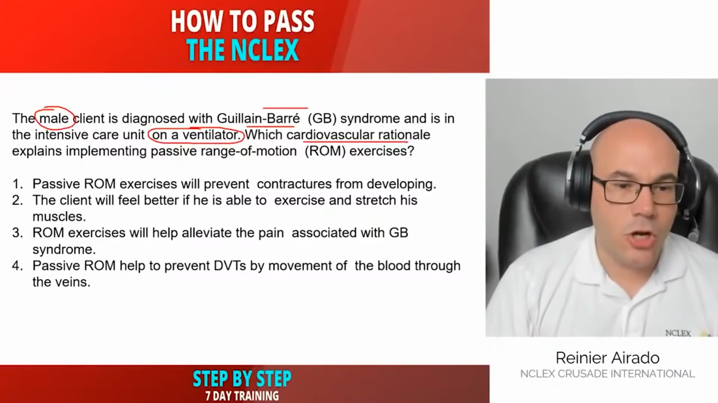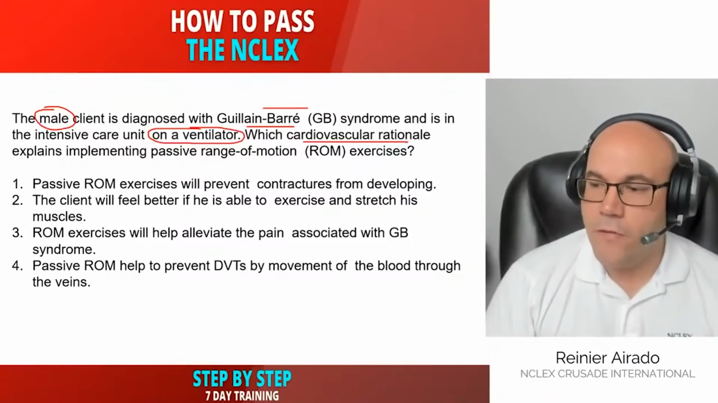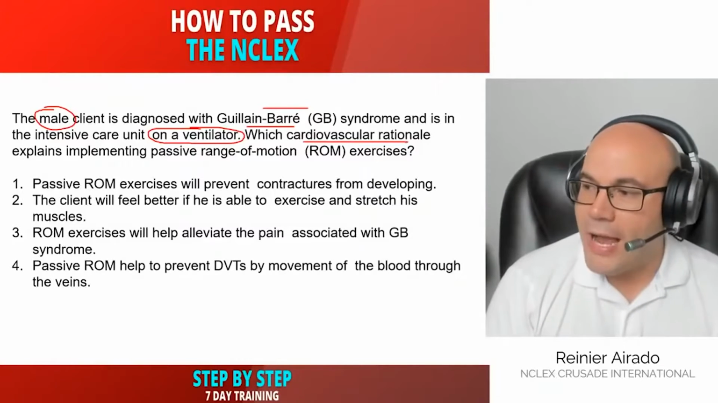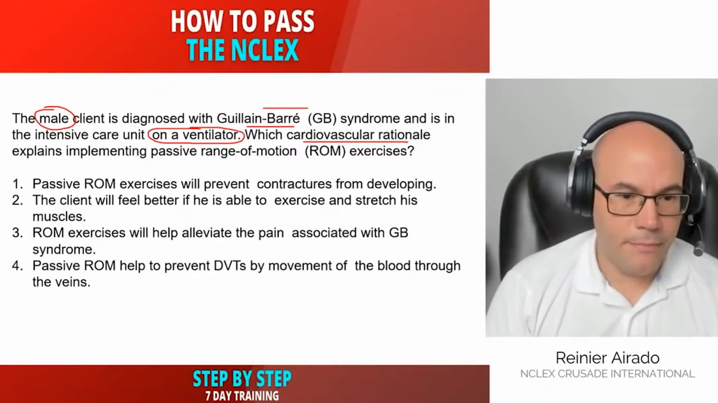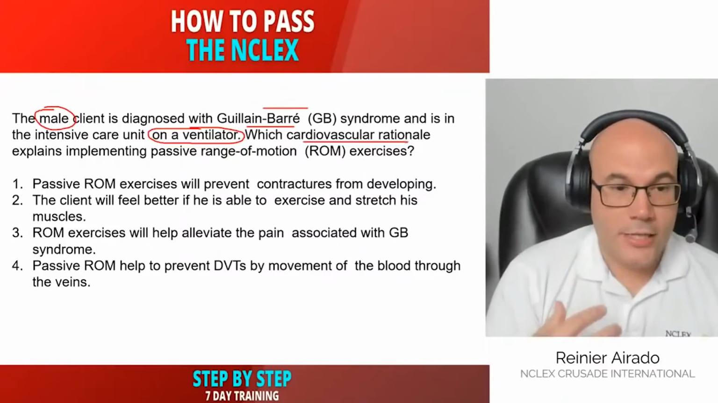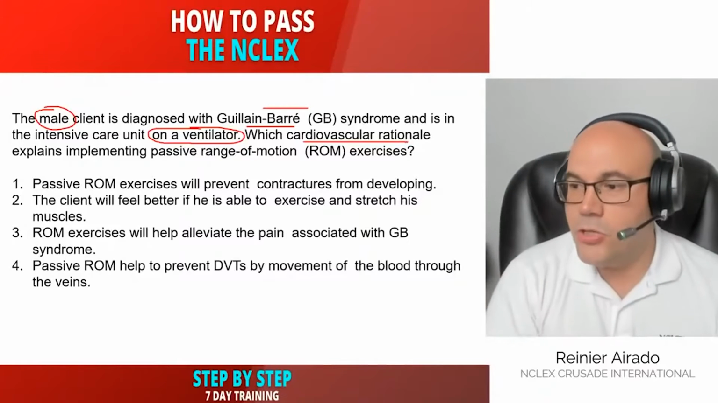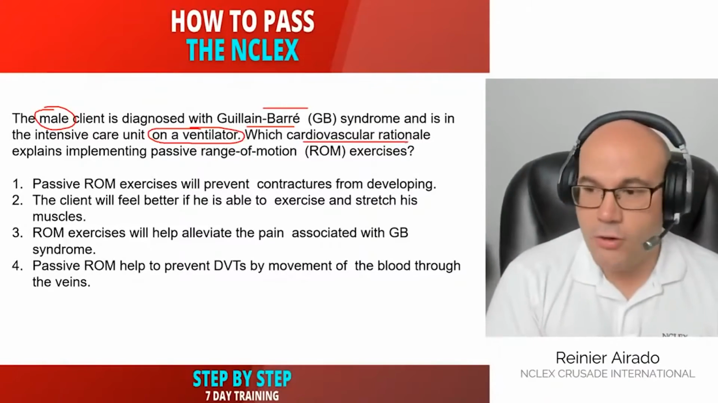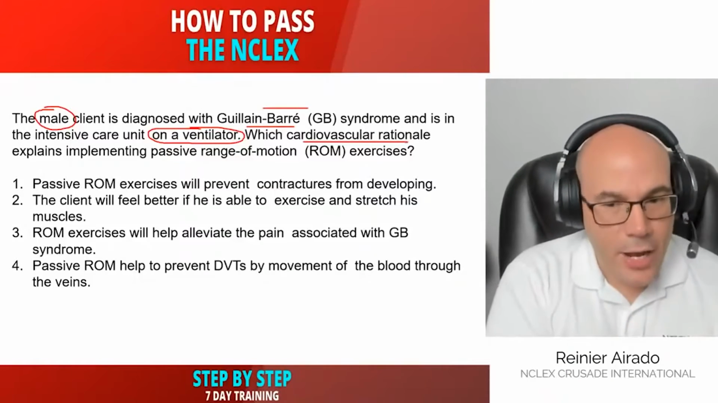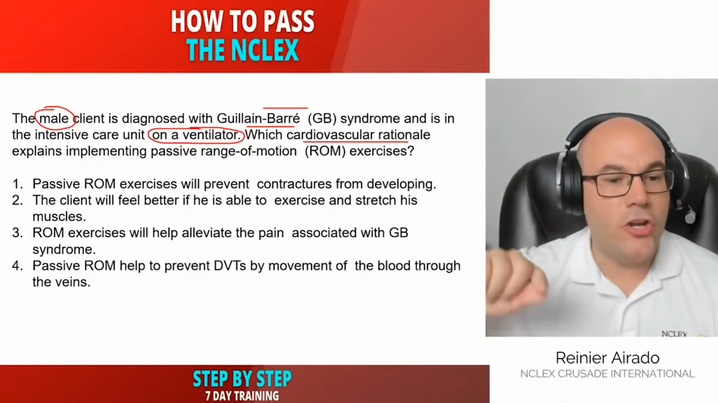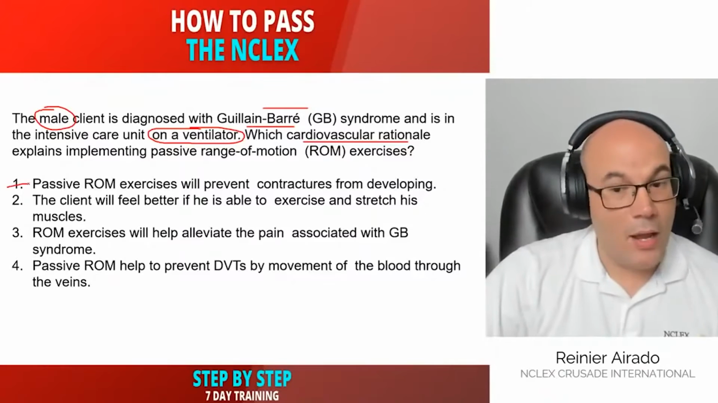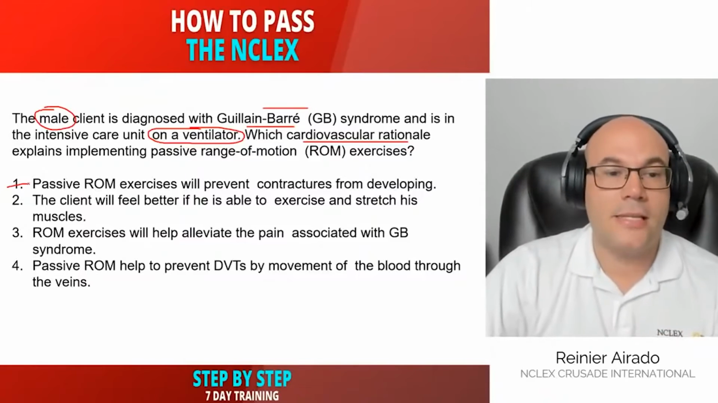So let's review answer number one. It says, passive range of motion exercises will prevent contractures from developing. And yes, answer number one is a good answer because it is true. Passive range of motion exercise helps prevent contractures from developing. However, this is a musculoskeletal complication, not a cardiovascular complication. So we can eliminate answer number one. And once again, I am using the process of elimination.